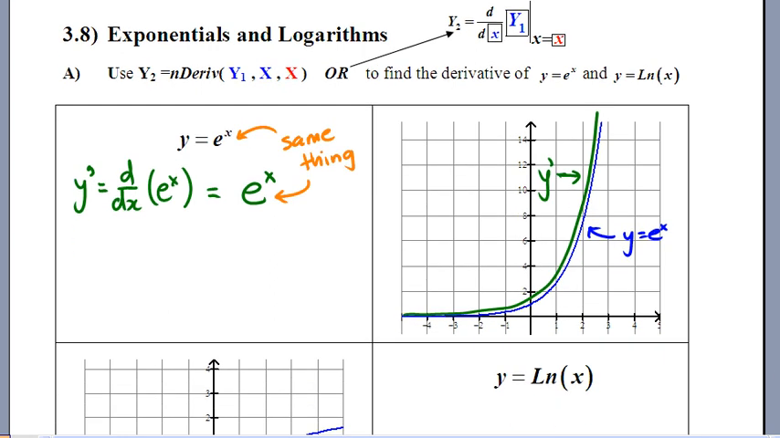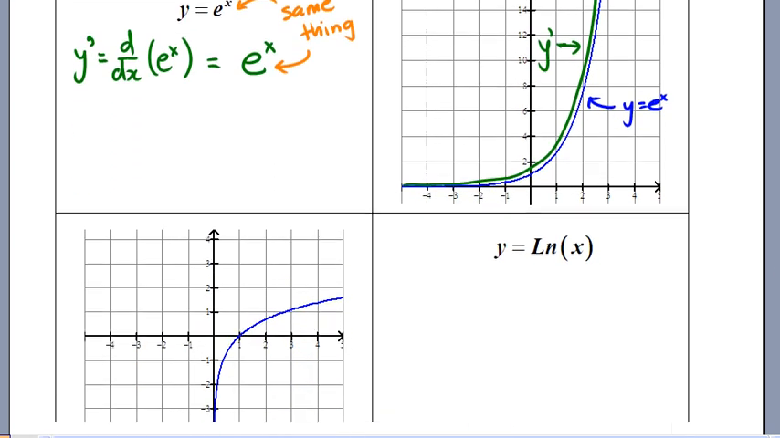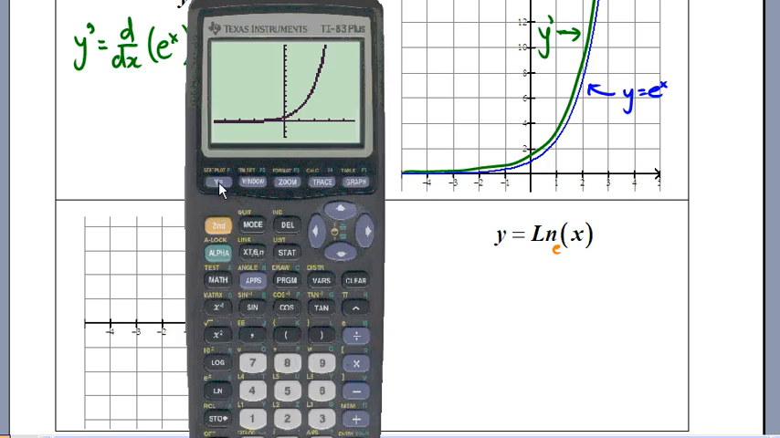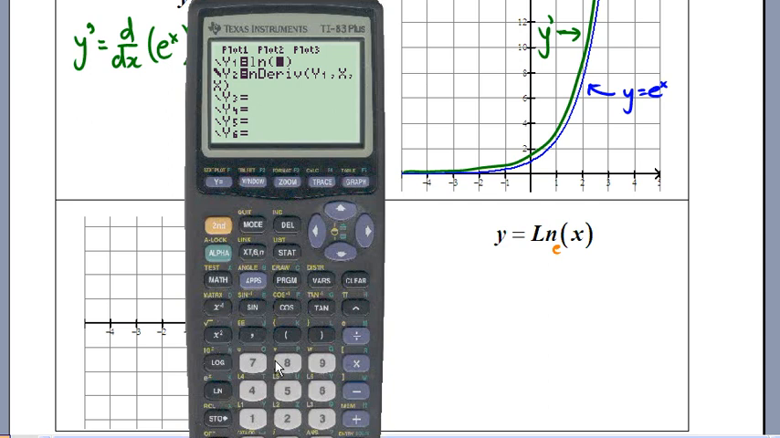Okay, let's try another one out. What about the natural logarithm, the one that uses base e, right? It's just how that one works. All I have to do is go in here, change this to ln x, and I'm going to get it to regraph it. I think zoom 4 would probably be fine. Let's see what we have.